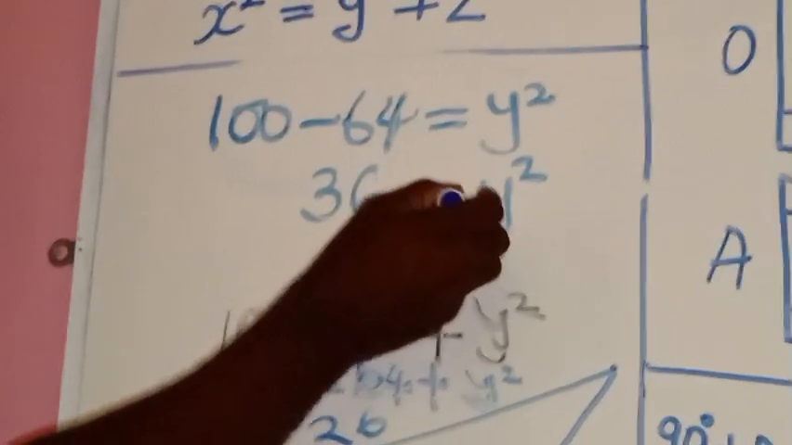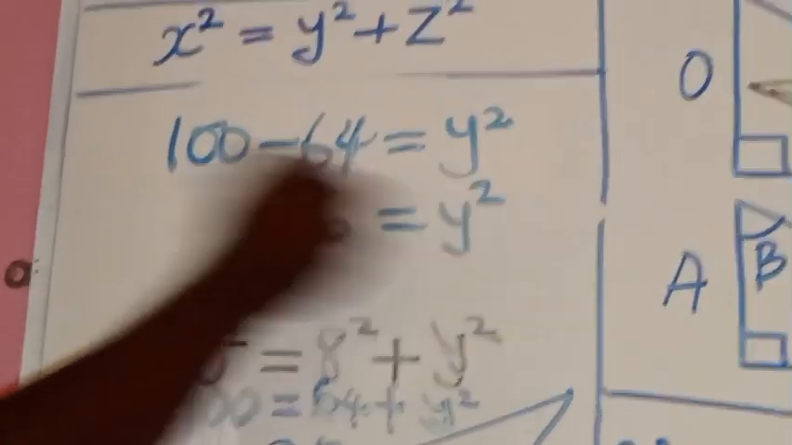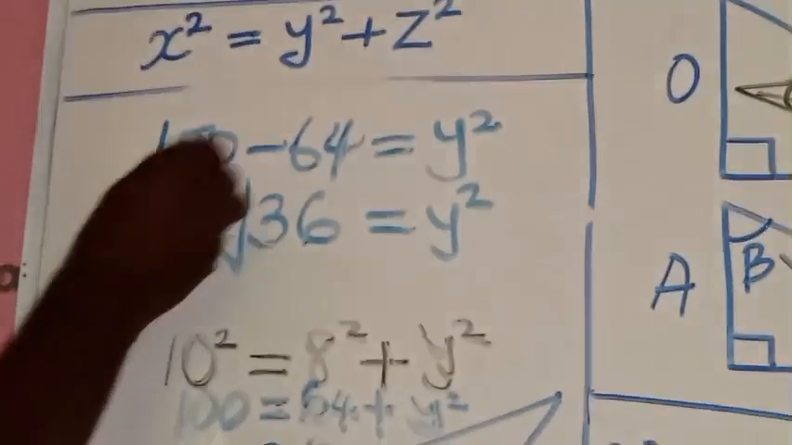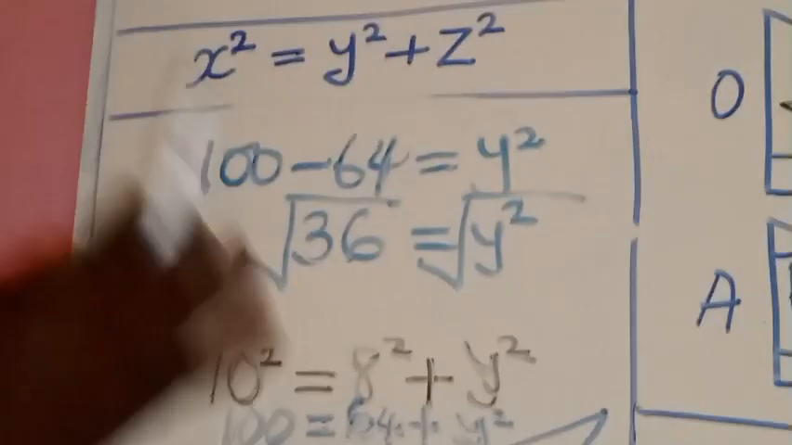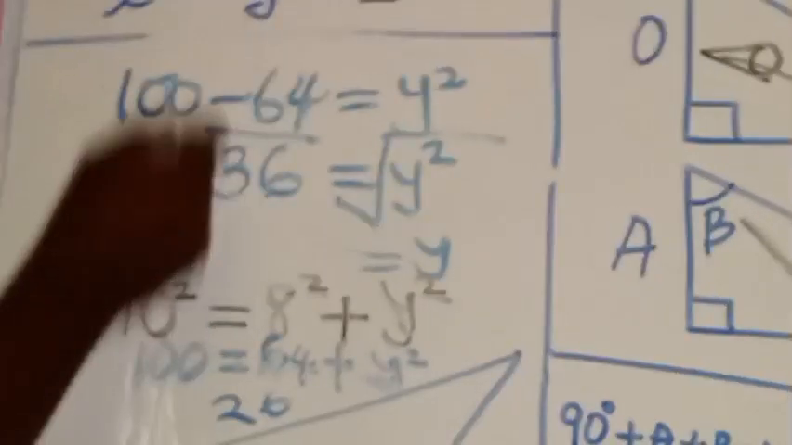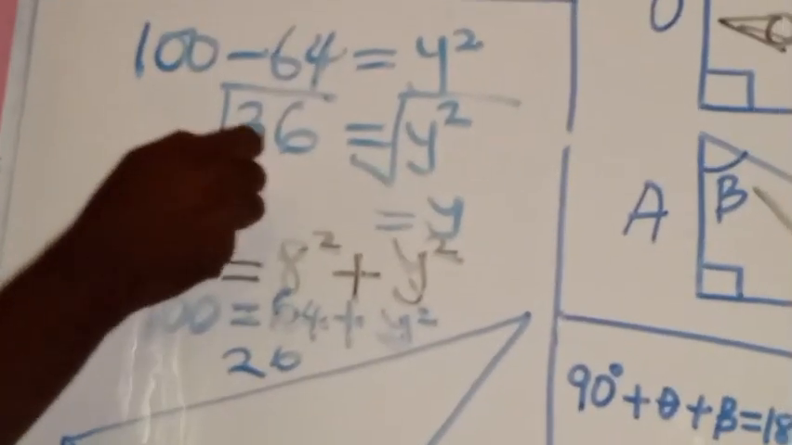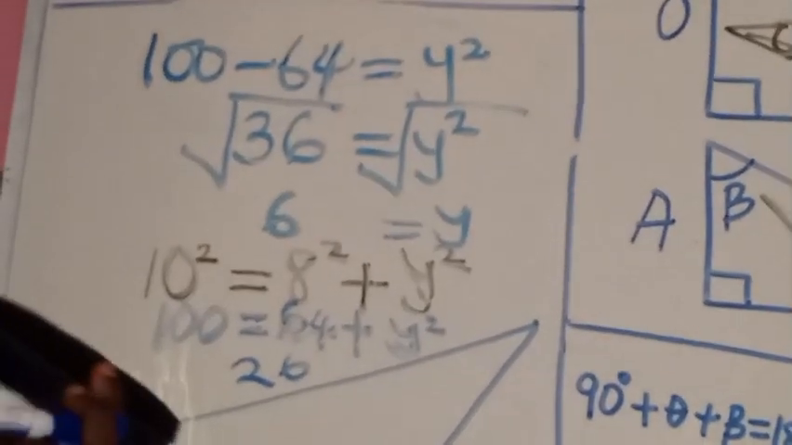Now, to find y, you need to remove this exponent. The only way you can do that is to find the square root of both sides. Don't forget, in mathematics, you must always maintain a balance. Whatever action you take at the right hand side, you take at the left hand side. The square root of y squared is just y. The square root of 36 is 6, because 6 times 6 gives you 36.